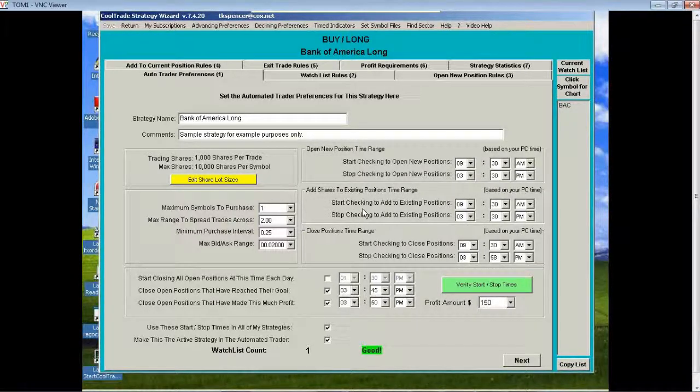The next column down below is add shares to existing position time range. So between 9:30 and 3:30, we're looking to add to our existing positions following the rules of the strategy. So if you set up your strategy and you told the system that you wanted to add on 5% drops, it's going to be looking to do that. But only during those hours. So then the last one here is the closed position time range. So from 9:30 a.m. to 3:58 p.m., we're looking to close profitable positions. The robotic trader is always looking to take money.